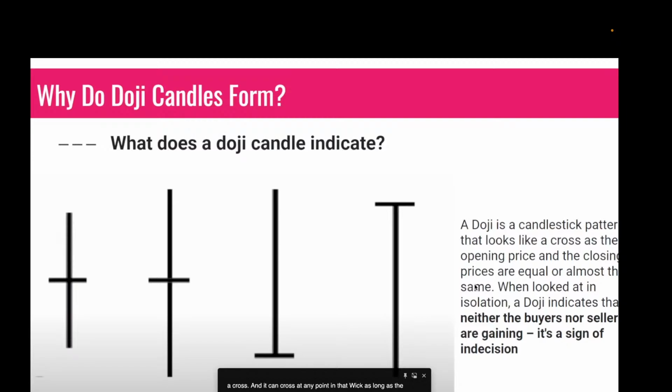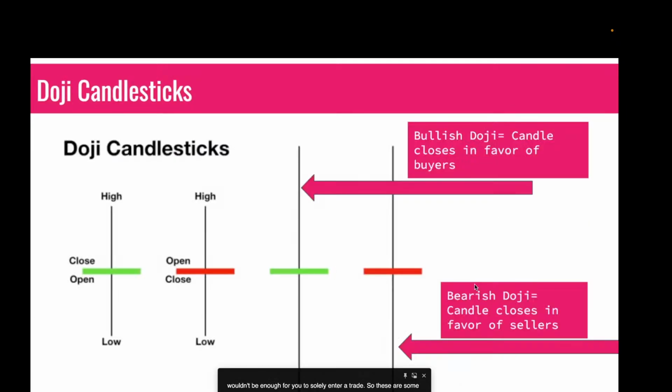And when they are looked at in isolation, a doji indicates that neither a buyer or a seller are gaining. It's just a sign of indecision. So this is where I said you would want to wait one, maybe two candles later to decide who is actually taking control of that market. Seeing just one of these wouldn't be enough for you to solely enter a trade. So these are some examples to show you dojis and why you wouldn't be taking them.